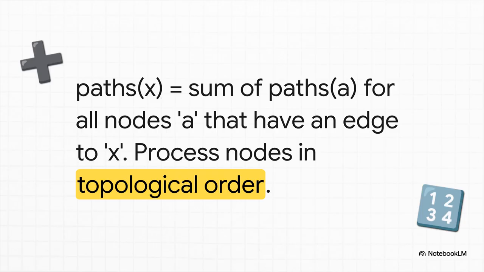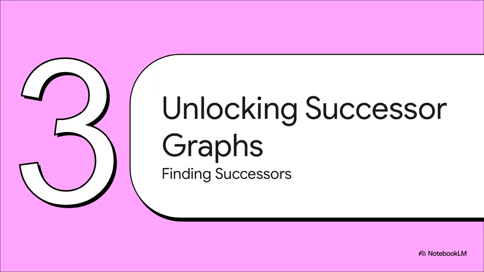No fuss. And by applying this summing logic all the way through our graph, in topological order, of course, we can find the total number of paths to our end node really efficiently. In the example we've been using, this calculation gives us an answer of exactly 3 distinct paths. Okay, time to switch gears.